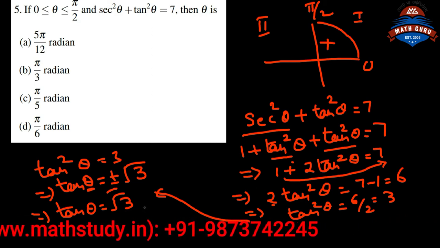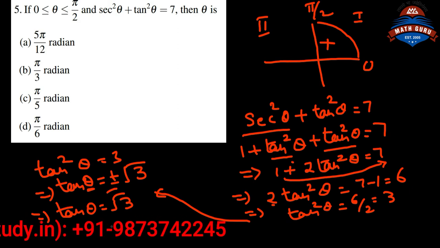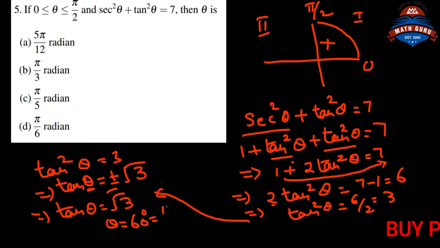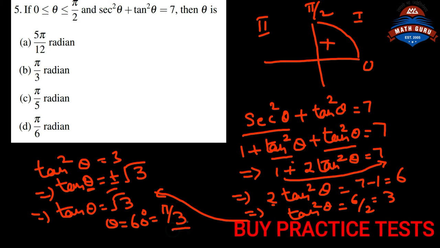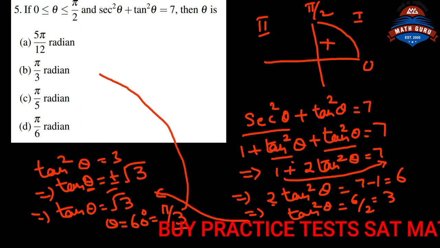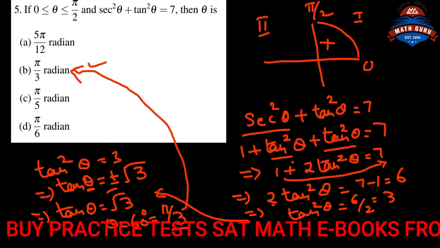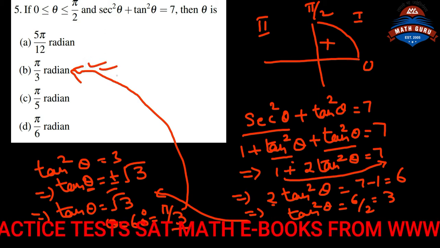Tan 60 degrees is equal to root 3, so we can write theta is equal to 60 degrees, but we have to tell the answer in radians. So this will be equal to pi by 3. Here we can see that option B is matching. So our answer is pi by 3. I hope you have understood this concept as well.